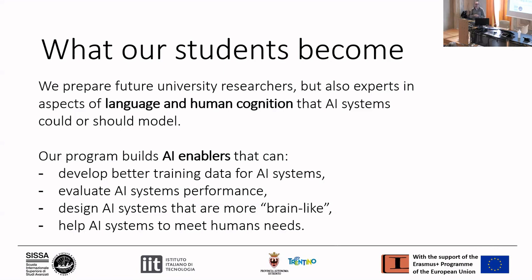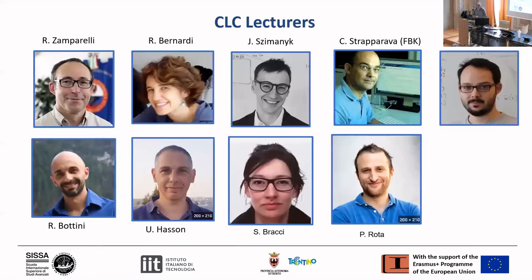But we can definitely prepare people for a career where they look at how to develop better training data for AI systems, or evaluate the performance of AI systems, or develop AI systems that are more brain-like. And in general, develop AI systems that meet human needs rather than running against them. So data enablers is sometimes the way we like to characterize our students. It's not the only thing you can do, but it's certainly an important applied side, especially if you don't want to go into academia.